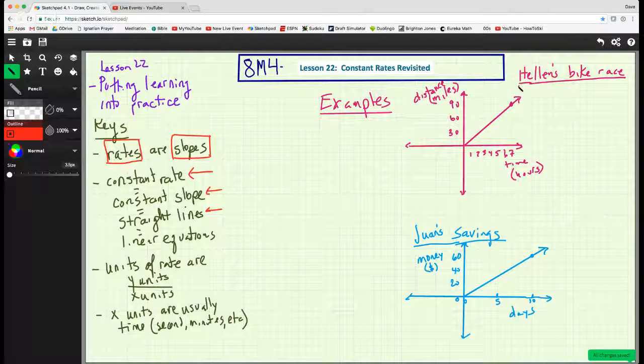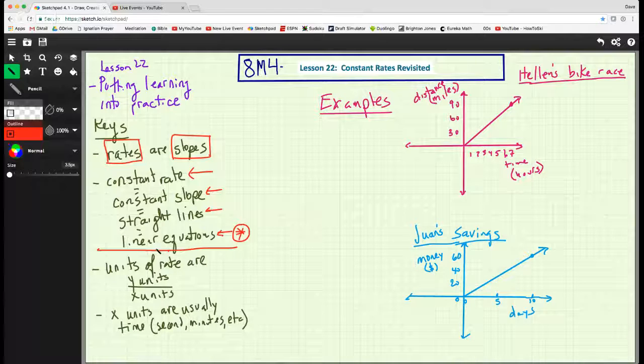Let's look over here at Helen's bike race. If this is a constant slope, the slope is the same all the way up. The slope doesn't change. It doesn't do this. It's a straight line. Constant slope, straight line. Straight lines mean linear equations. So this is how everything connects. Constant rates mean effectively linear equations. That's the connection that we're going to get to today. Okay, that's the first key. Rates are slopes. Constant rates mean linear equations.